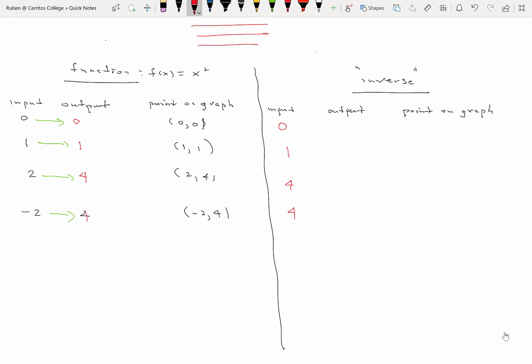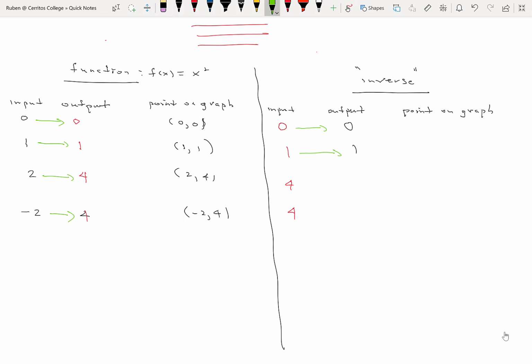So back to my first statement about what inverses do. The only thing they do is they reverse or undo the operations of a function. So if I input 0, it should be turned back into the original 0 that the function had. If I input 1, 1 should be turned back into 1.